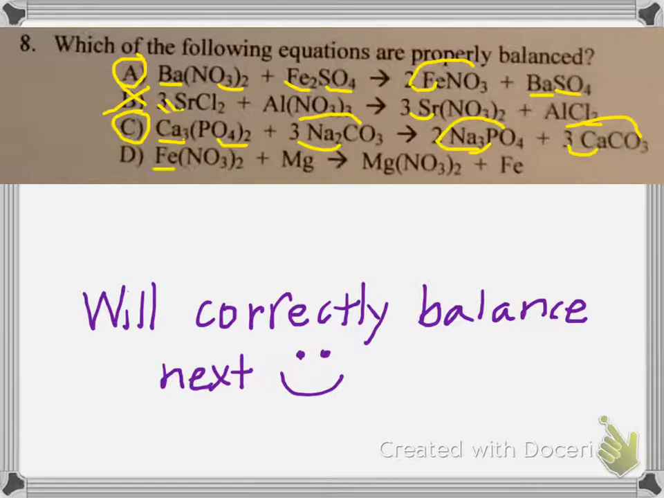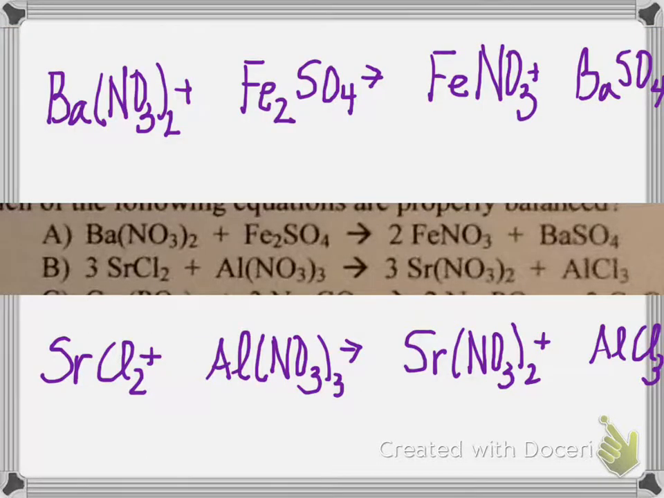Letter D, 1 iron, 1 iron, 2 nitrates, 2 nitrates, 1 magnesium, 1 magnesium. We're also going to circle letter D because letter D is also properly balanced. So the only one we need to correctly balance is letter B, which is right here. So this one up here was properly balanced. We don't need to do anything because it was fine the way it was with the coefficient of 2 in here.